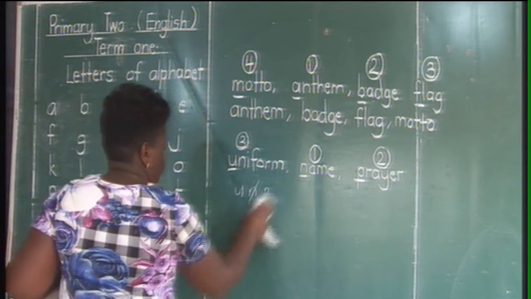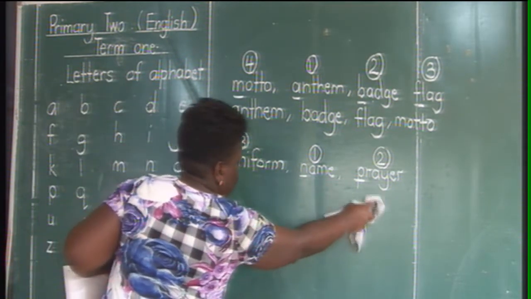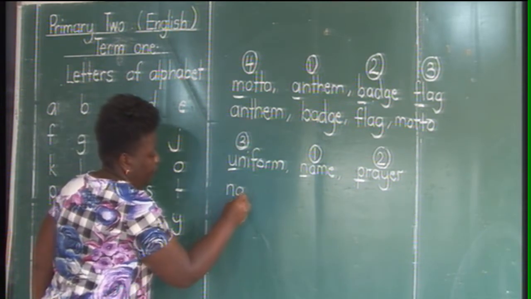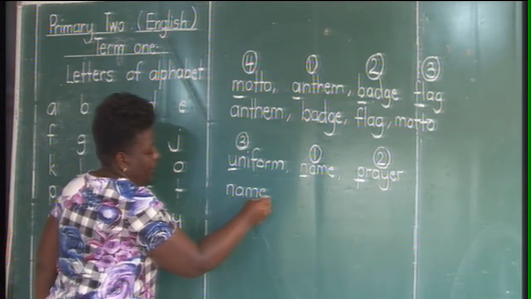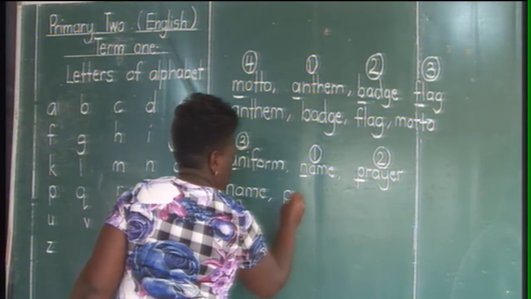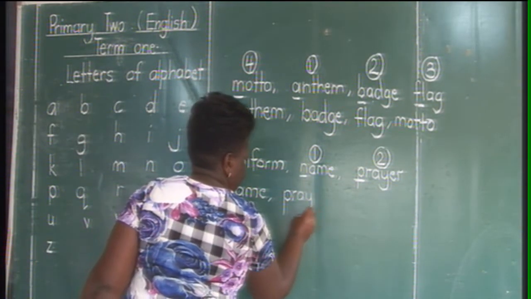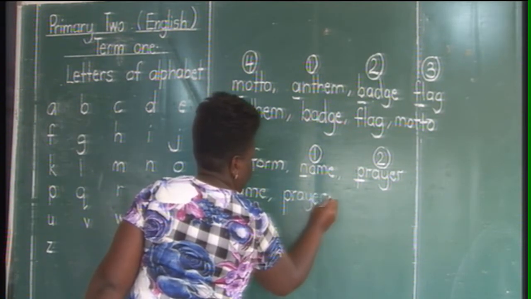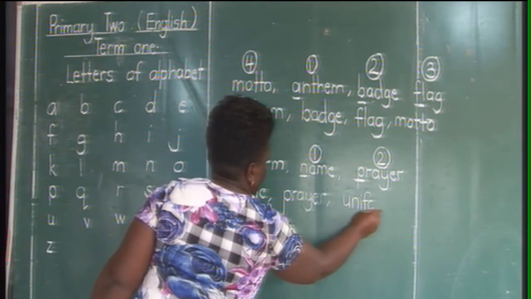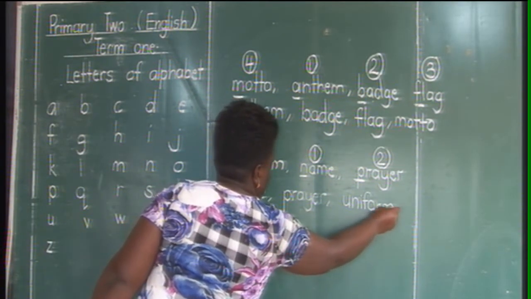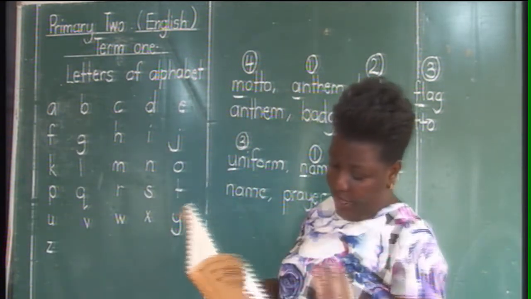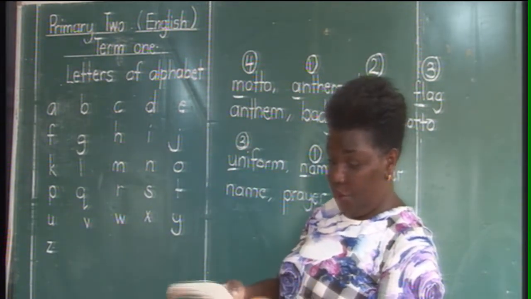So now we write the words beginning with what you made your number 1. So name, comma, and we have prayer, comma, and lastly we have uniform. So these two examples are enough for you good children. The rest of the numbers are for you to try.